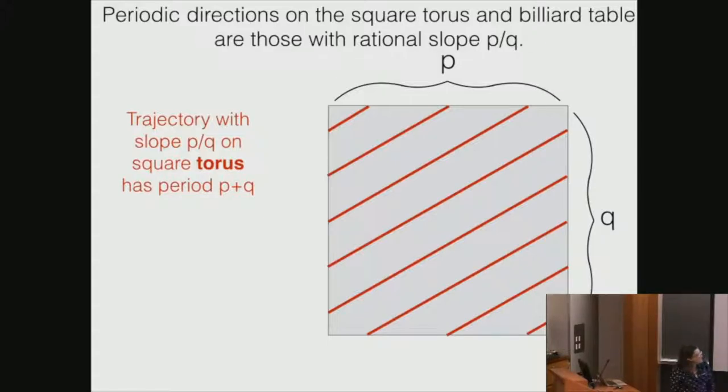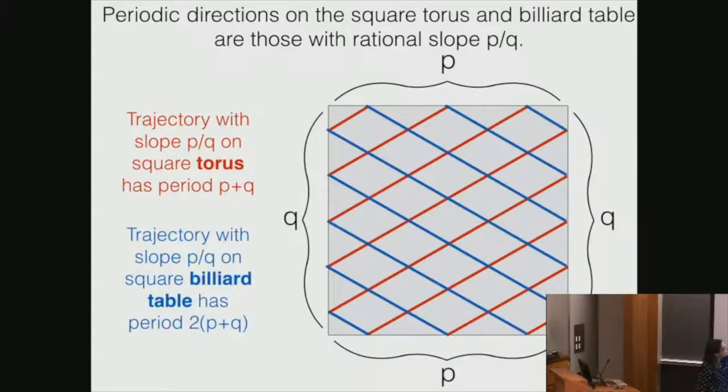So there you go. You might wonder, now, why are you talking about the torus? Check this out. If I want to turn this into a billiard table, I just have to put in all the negative slope ones. So slope negative 3/5. And now, every point on the right and every point on the left, they're not the same point anymore. Now it's a table and we're bouncing. So now we have P on the top, P on the bottom, Q on the left, Q on the right. Our period is 2 times P plus Q. I didn't prove this. People have known this for a while, that a trajectory with slope P over Q on the square billiard table has period 2 times P plus Q.